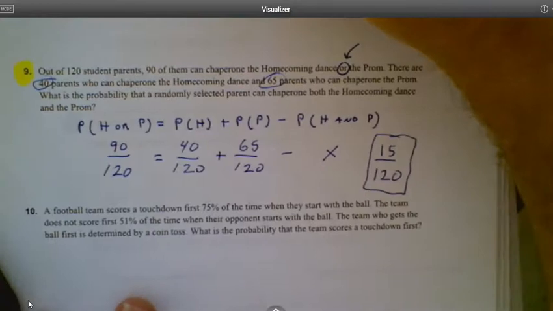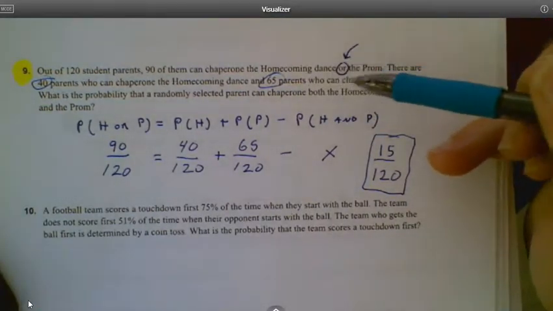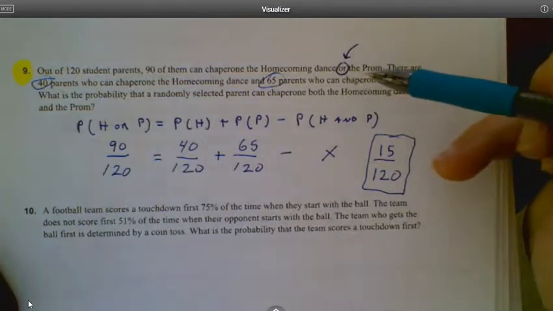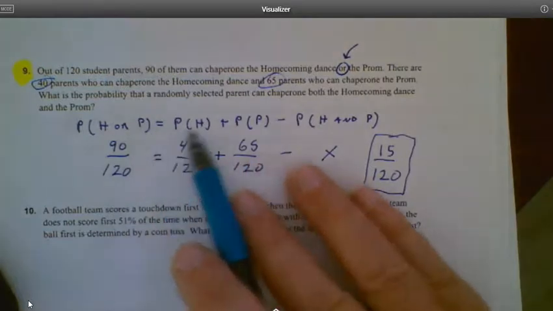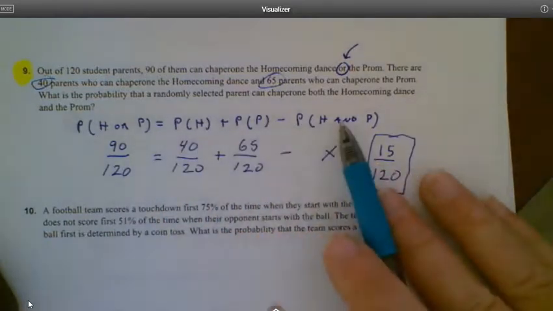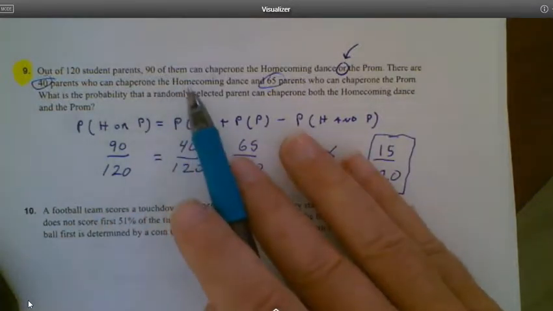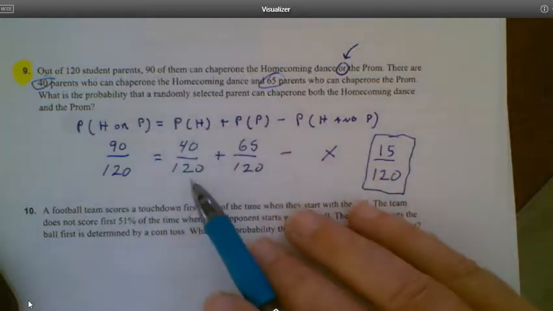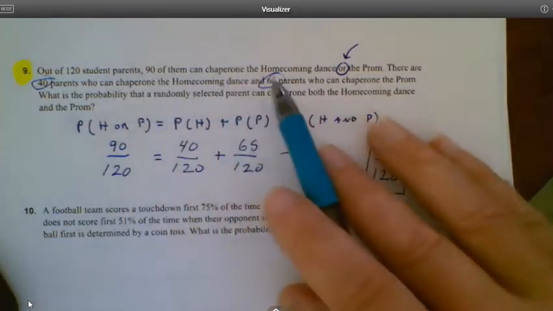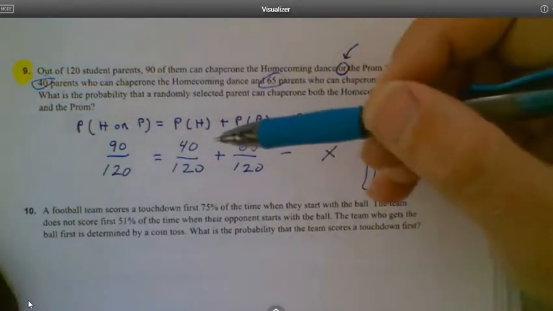And then the last one. This one is not disjoint. Again, you have the word "or," so we're going to set up the formula. Homecoming or prom is equal to homecoming plus prom minus both. There are 40 parents chaperoning the homecoming dance, and there are 65 parents chaperoning prom.